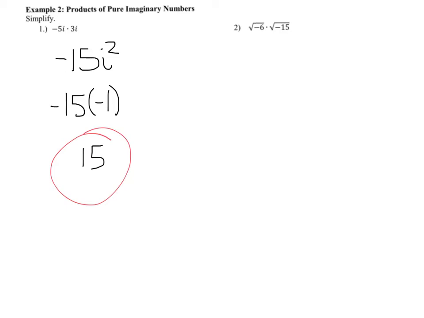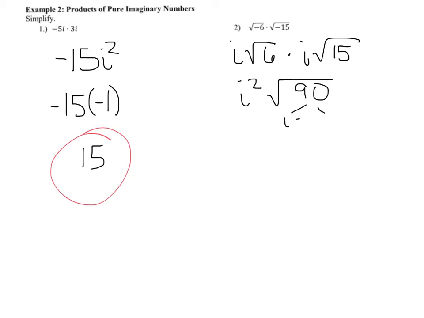On the second one, I'm just going to go ahead and take my i's out, so I have i square root of 6 times i square root of 15. And that got rid of my negatives. So now I can just go ahead and multiply these together. i times i is i squared. Square root of 6 times square root of 15 is square root of 90.